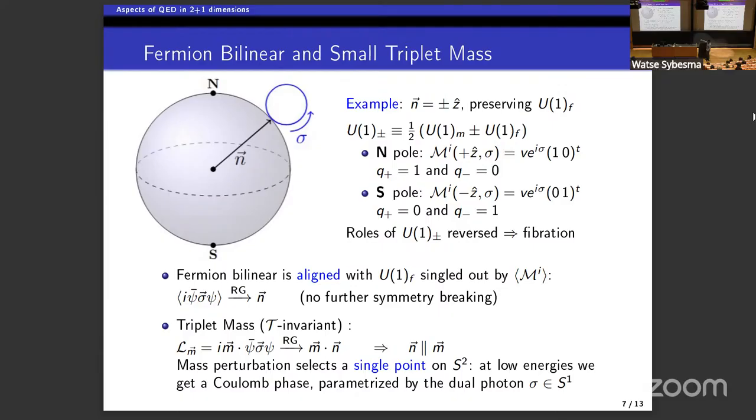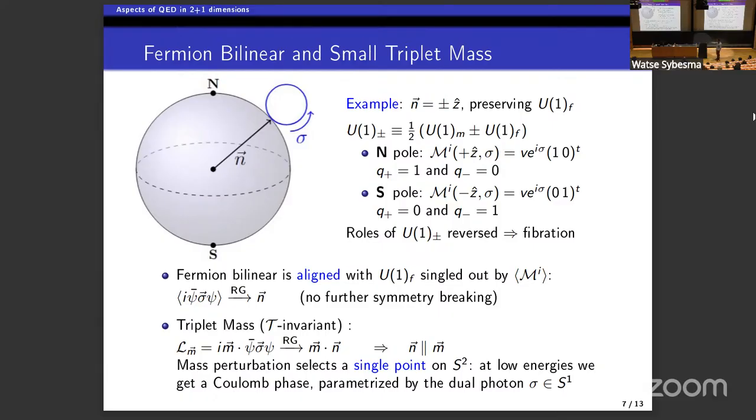And you see that at the north pole, the monopole that is condensing has magnetic charge 1 and flavor charge 1. So under this plus combination there is charge 1, and then the minus combination is 0. But vice versa happens for the south pole. So this is really the statement that it is a non-trivial fibration. So the target space is not S2 times S1, but is really S3. So what is the U1 that is preserved depends on the point where you are on the base.